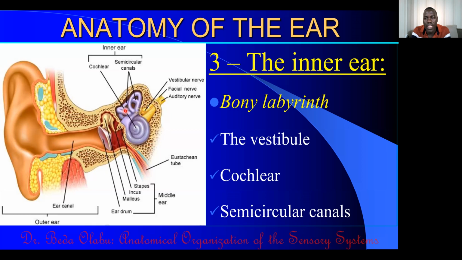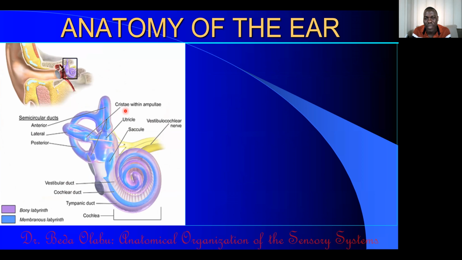I want you to imagine the bony labyrinth as a biro pen. Now, that glass outer thing is the bone. So the inside of that glass outer thing is what we are calling the bony labyrinth. It's a channel within bone. Then within that bony labyrinth, there are membranes which also form channels. And that is what will constitute the membranous labyrinth.